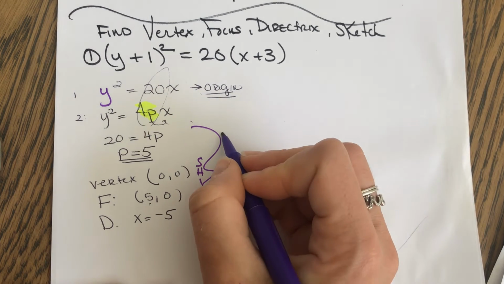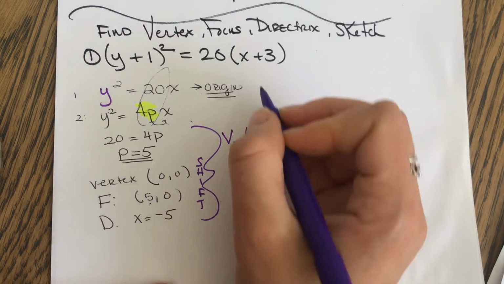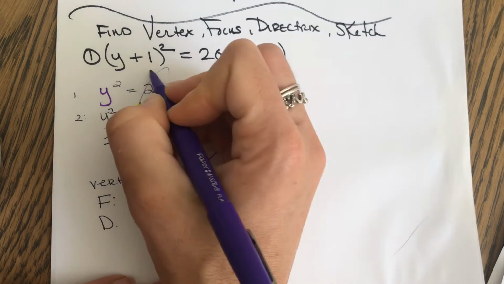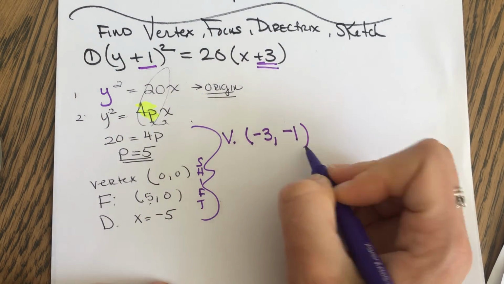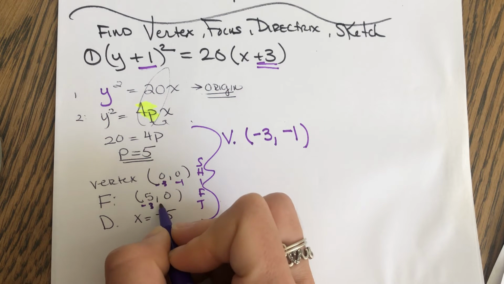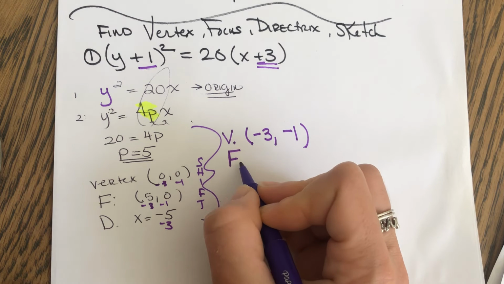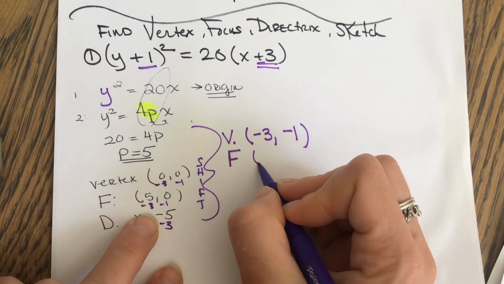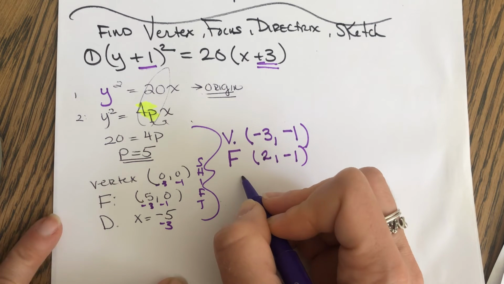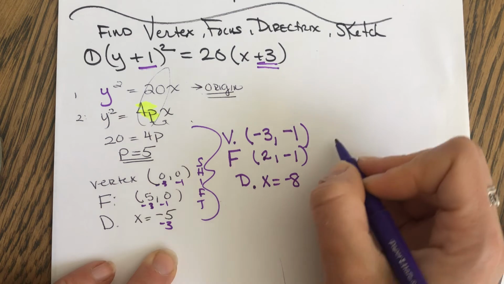And how much are you shifting it? Well, go back to the original. What was the original vertex? Remember, X comes first, so be visual. Look, (-3, -1). So you're shifting everybody by -3, -1, and for the X, -3. Focus, 5 minus 3, so the focus is (2, -1). Directrix is x equals -8.